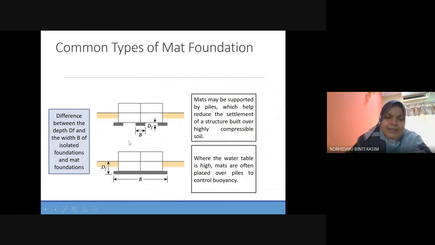Okay, so this figure shows you what DF is and what B, the width of the foundation, is. Please remember, DF is the depth of the foundation. Don't ask me in the exam. So you have to be familiar with the parameters here. DF is the depth of the foundation, and B is the width of the foundation. Because these parameters will be used in the equation, you have to memorize what DF is and what B is.